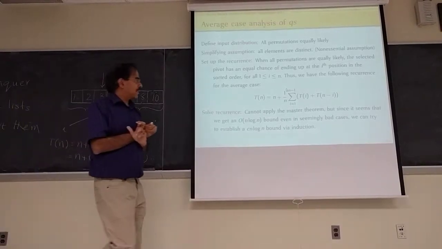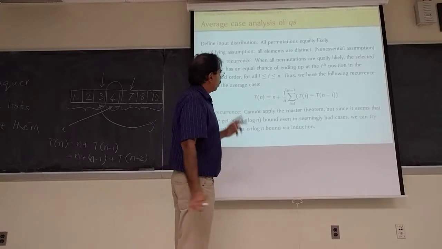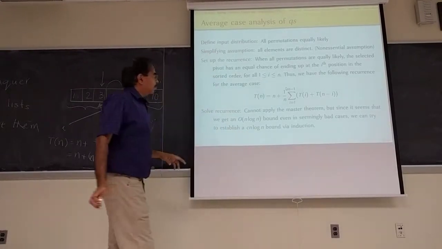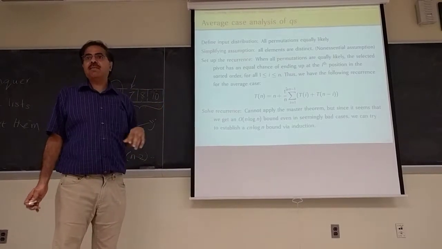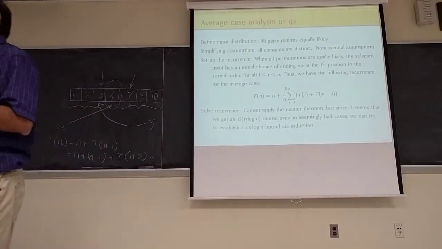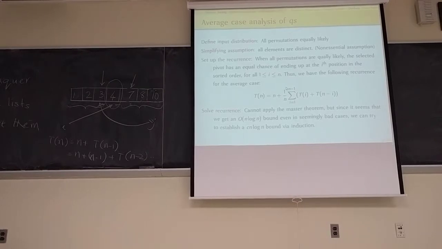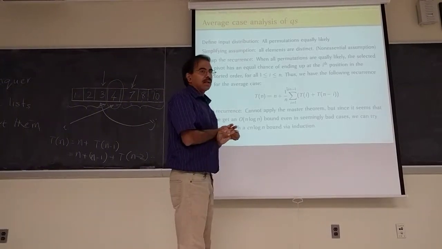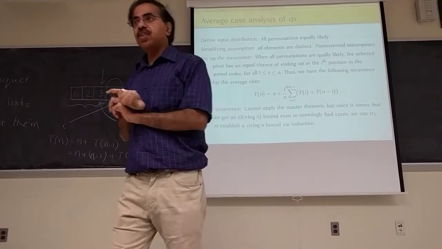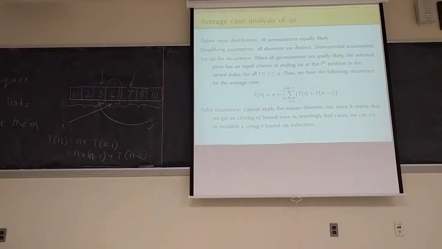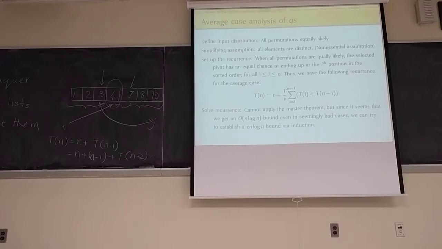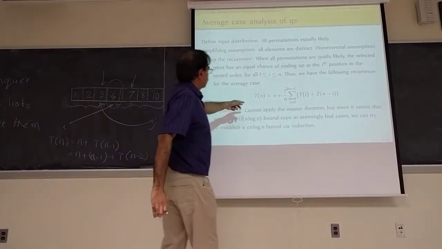So the average case basically says that I'm going to end up with some k number of elements on the left half and n minus k elements on the right half. If I consider all possible ways of partitioning, then I can take the average over all those possible cases, and that would give me the average case performance of quicksort. So this is what this formula represents.